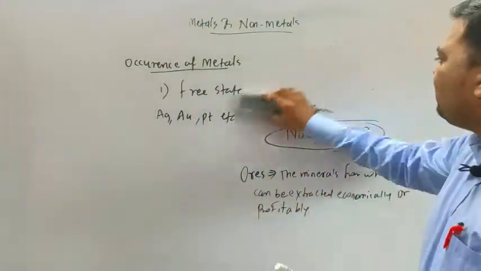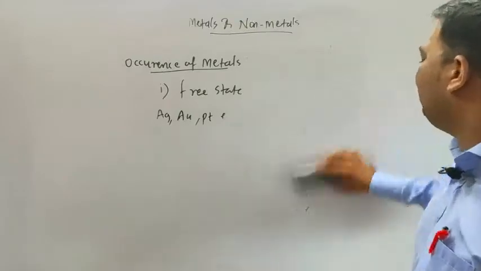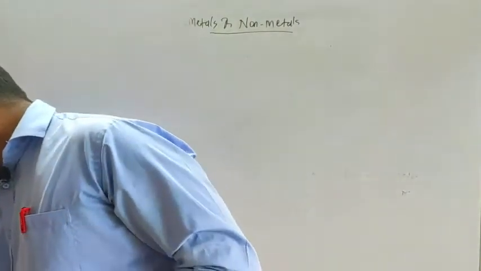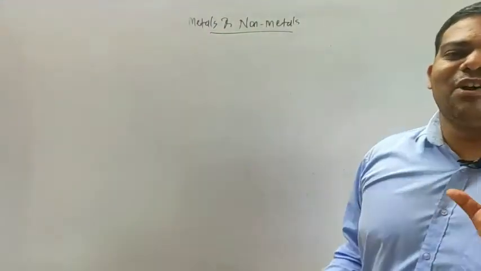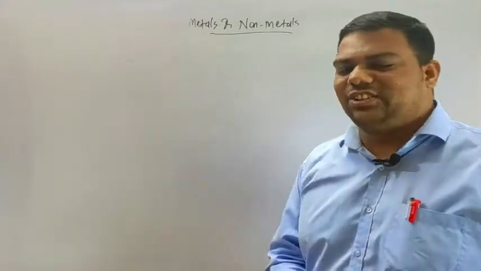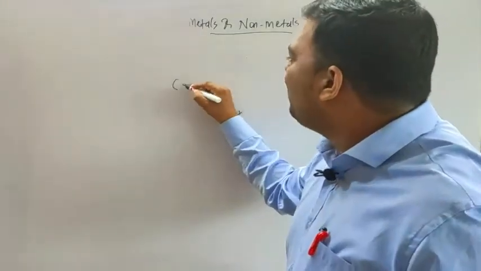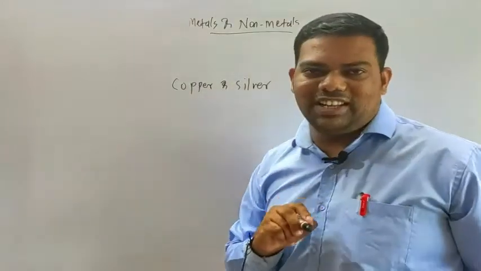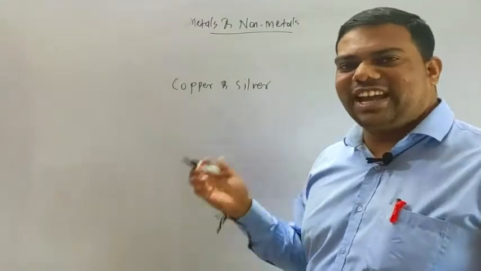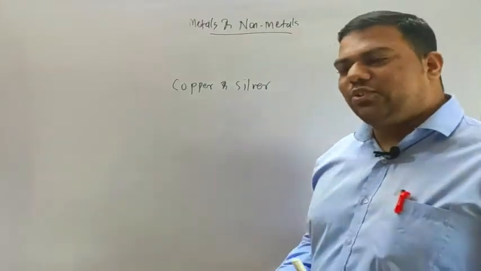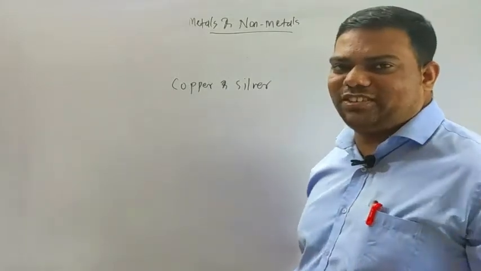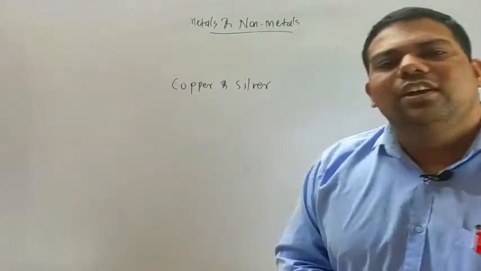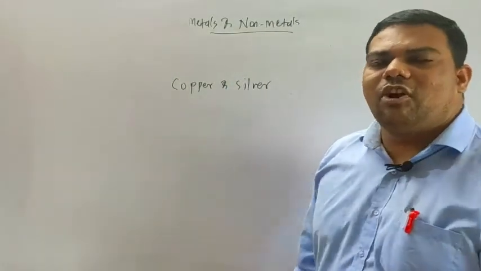One more important thing regarding the occurrence of metals: some metals are found in both combined state as well as free state. These are copper and silver. The minerals from which metal can be extracted profitably and economically, we call ores.